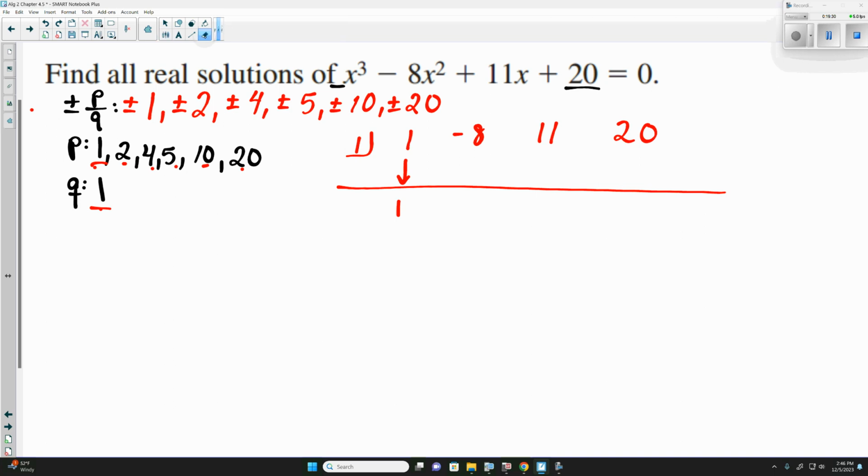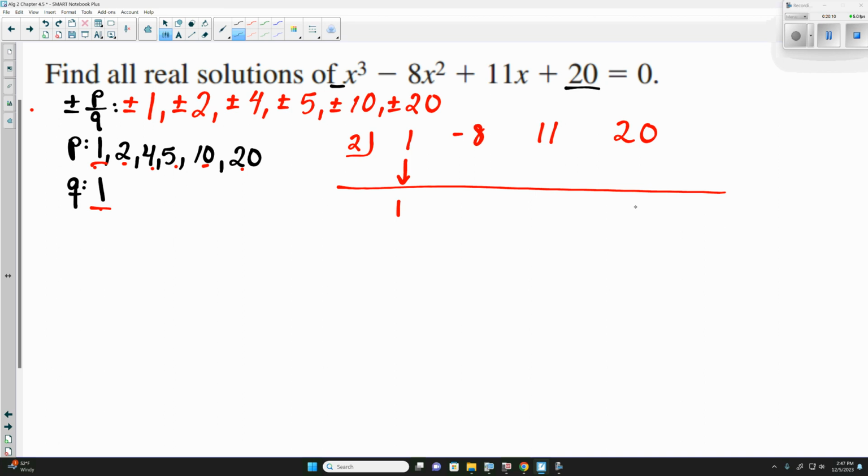Okay. One didn't work, so now we can move on to what? 2. And we can do it again. 2 times 1 is 2, negative 8 plus 2 is negative 6. 2 times negative 6 is negative 12, 11 plus negative 12 is negative 1. 2 times negative 1 is negative 2. 20 plus negative 2 is 18. Okay, well that didn't work, so let's erase it.